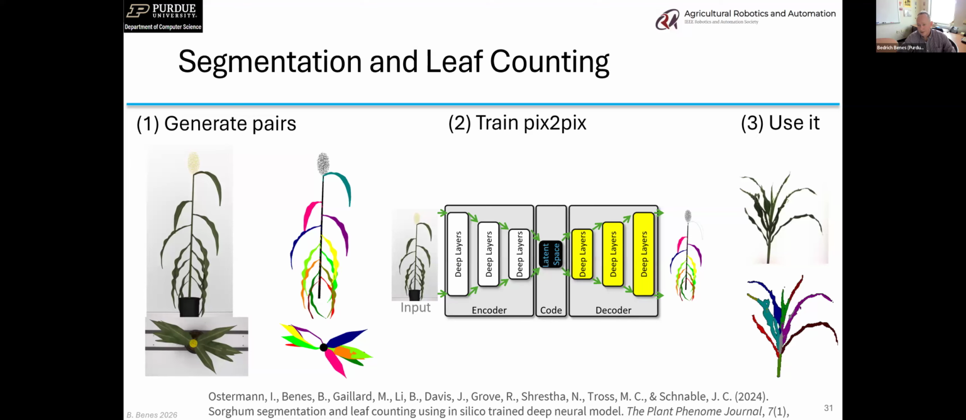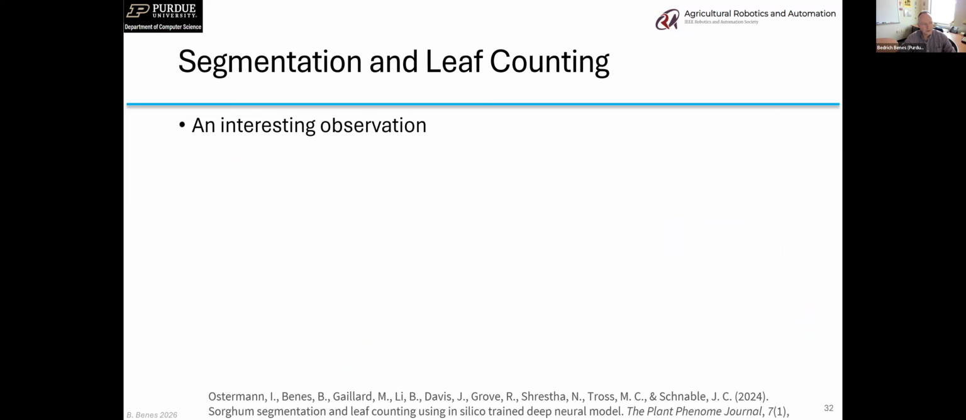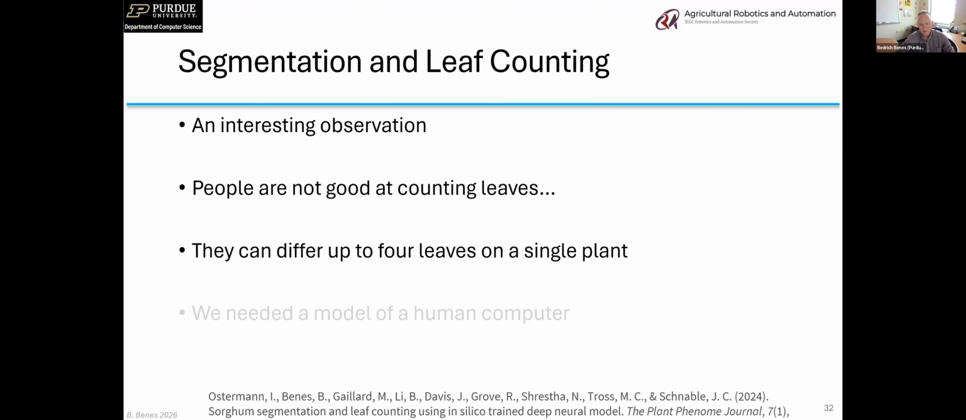There was an interesting observation. We had ground truth data that were captured by human observers. Now, every time we compared to the ground truth data, the pix2pix was 3 leaves off. So we went back to the deep neural model, checking everything, scratching our heads about what was wrong. And then eventually we got the good idea to have a look at the human measurements. And it turns out that people are not really good at counting leaves. They could differ by up to 4 leaves on a single plant.